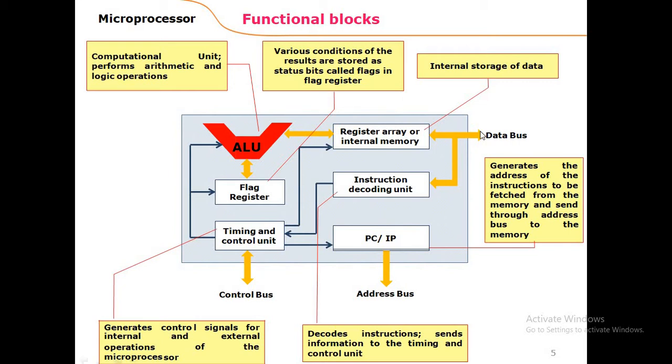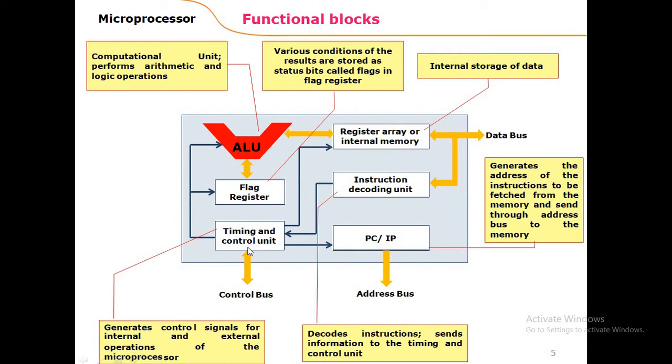Now first let us see the data bus. From the data bus, the data will be entered into the register or the memory. From this register or memory, the ALU is going to collect the data. Whether the data will be collected from a register or the data will be written into the register, that is going to be decided by the timing and control unit.